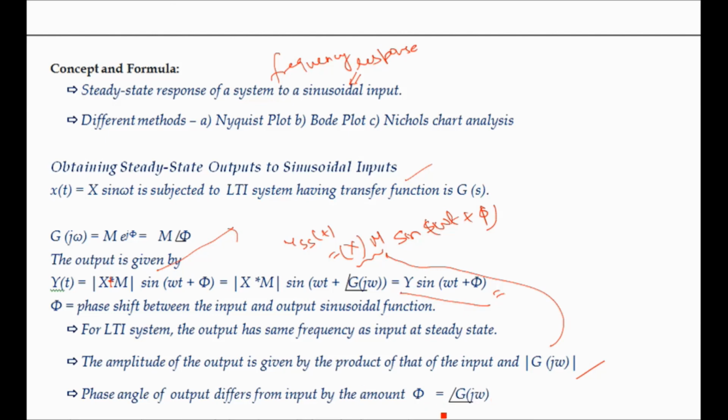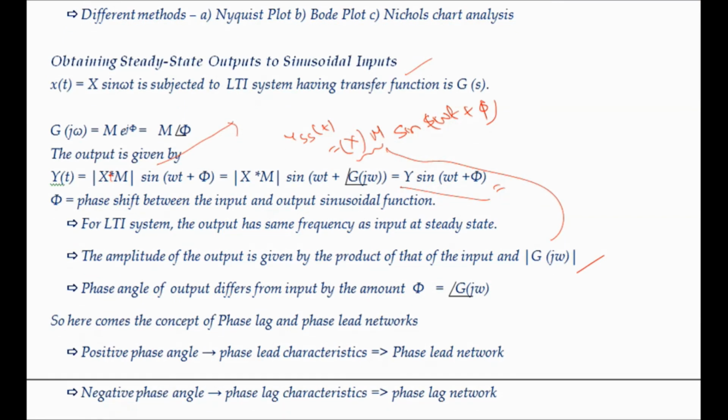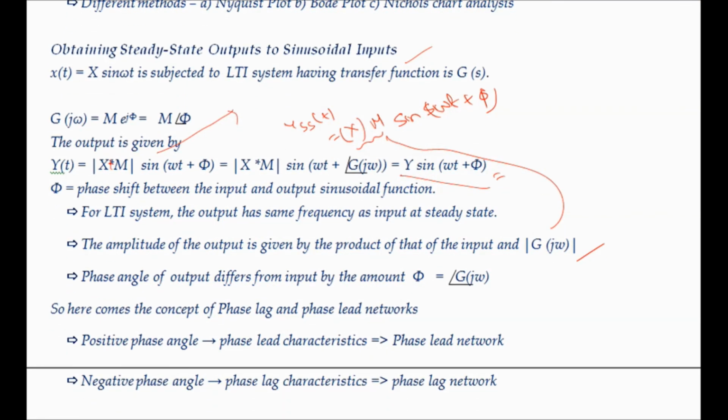Based on this phase shift, we have the concept of phase lag and phase lead network. If the value of phi is positive, it will have phase lead characteristic, and the corresponding network is called a phase lead network. Similarly, for a negative phase angle, it will have a phase lag characteristic, and the corresponding network is called a phase lag network. In this way, we can obtain the steady state output to a sinusoidal input, and correspondingly calculate whether the transfer function is a phase lead or phase lag network.